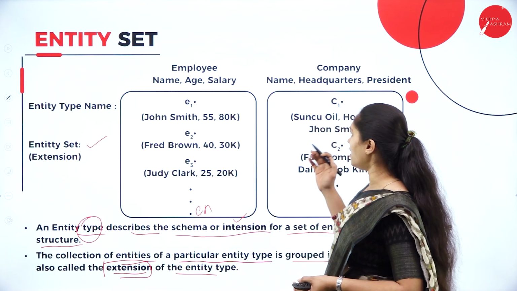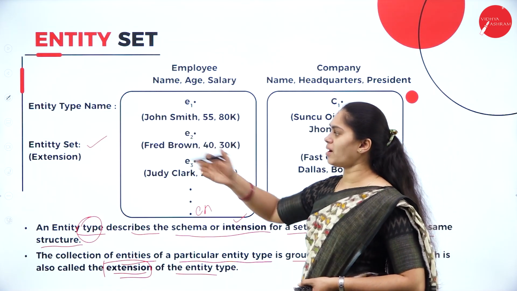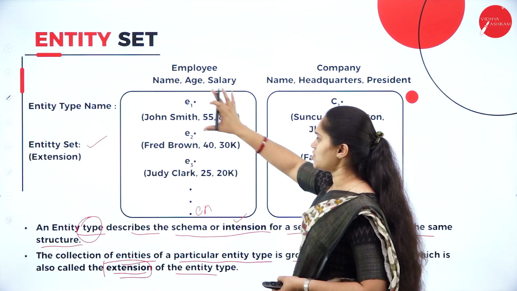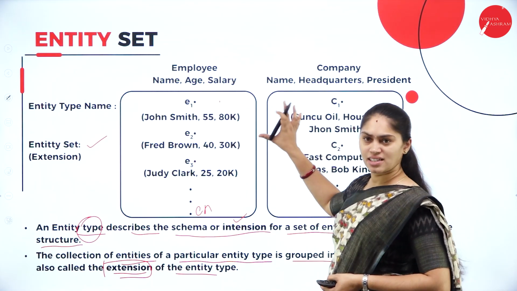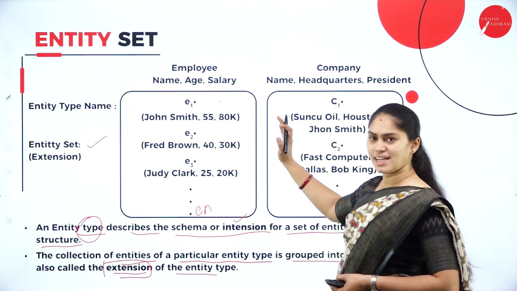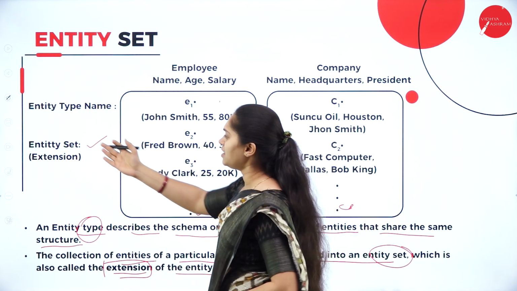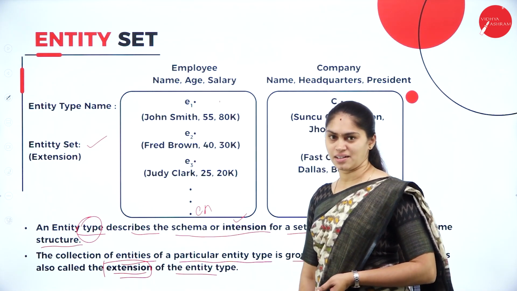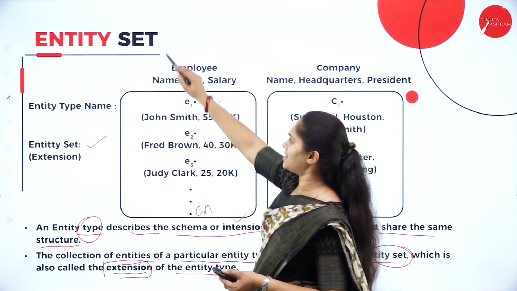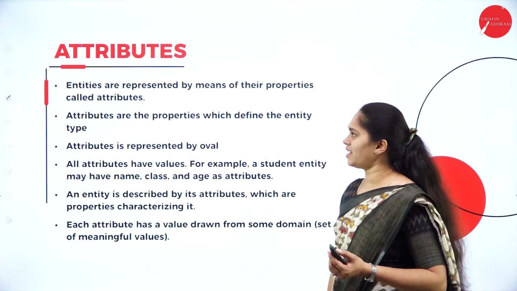Fine. This is the example for entity type and entity set. This is one entity, this is one entity type. These two are different entity types. If I take these together, then it will be an entity set. I hope you all understood this entity set. Let me move to the next concept.